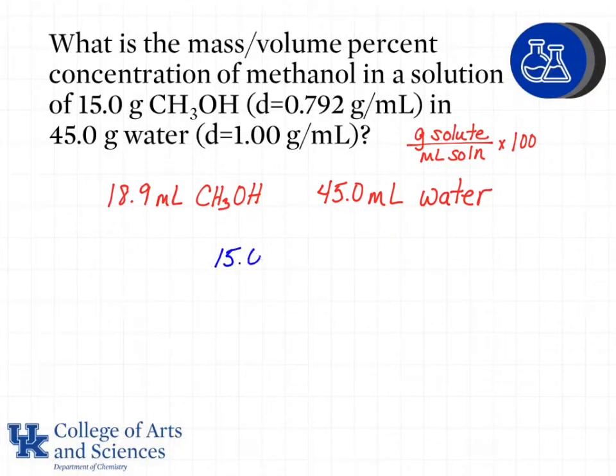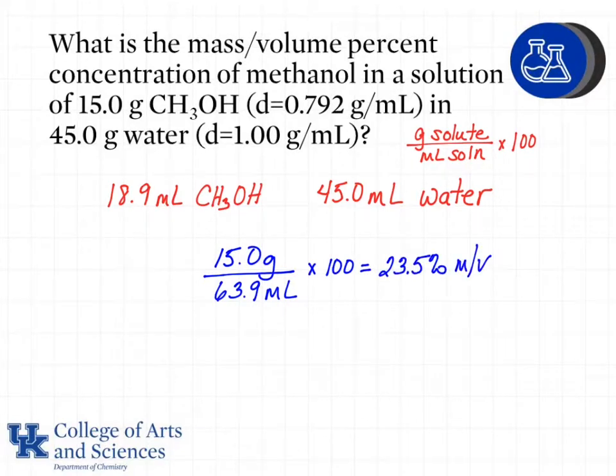We can set up our equation by putting the mass in the numerator. We can put 63.9 milliliters in the denominator because that is the volume of the solution, which is equal to the volume of the solute plus the volume of the solvent. When we solve the problem, we get 23.5% by mass volume.